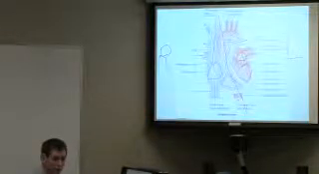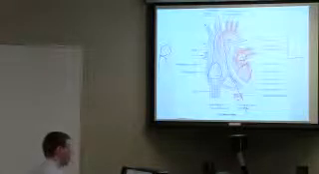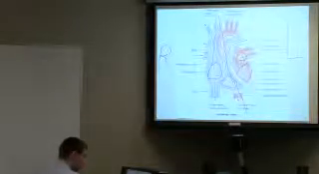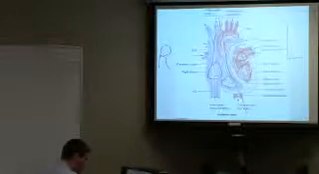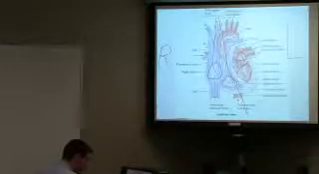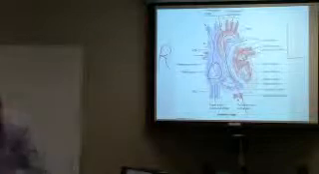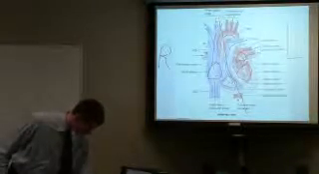The answer is within the question. Notice the thickness of the left ventricle compared to the right and also compared to the atriums. Notice how much thicker it is? Why do you think it's thicker? And you can look in the book as well, in case you can't see the screen.